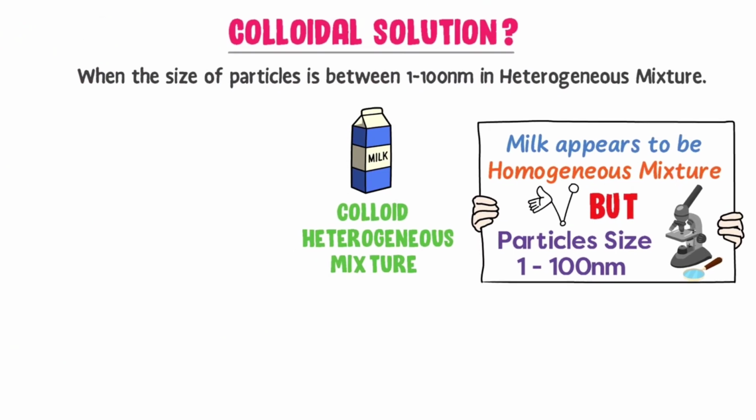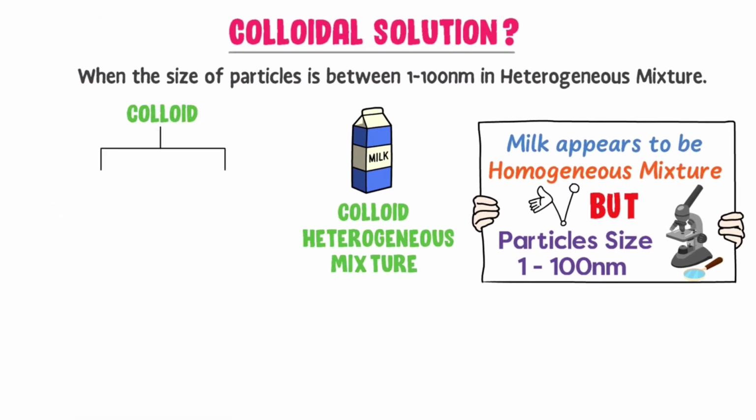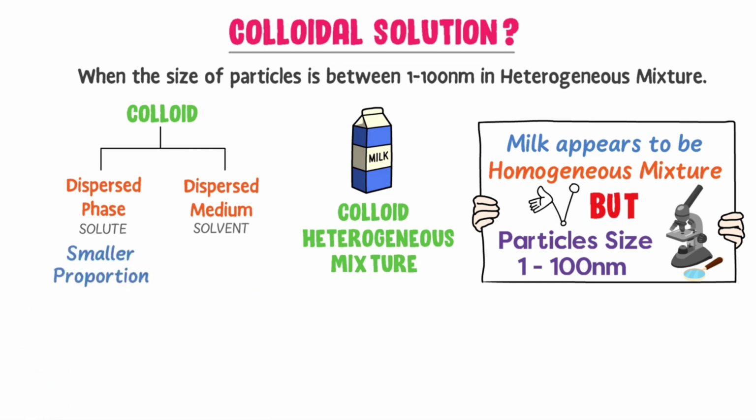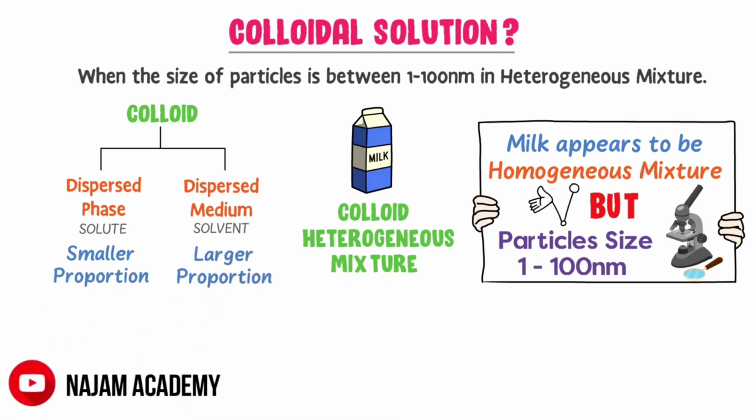Also remember that every colloid contains two phases, dispersed phase and dispersed medium. Personally, I call dispersed phase a solute and I call dispersed medium a solvent. Dispersed phase is the component that is present in smaller proportion in the colloid, while dispersed medium is the component that is present in larger proportion in the colloid.